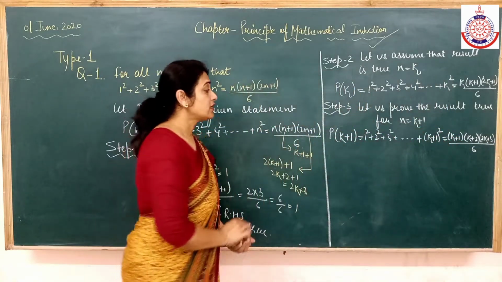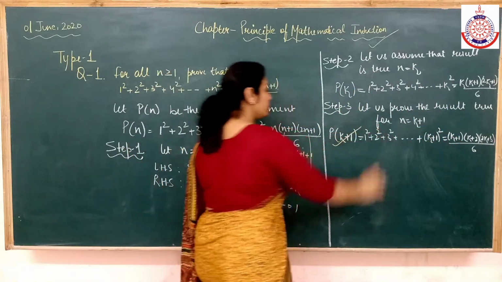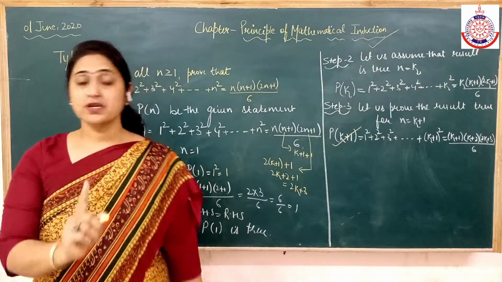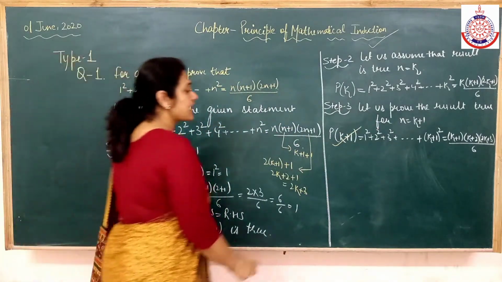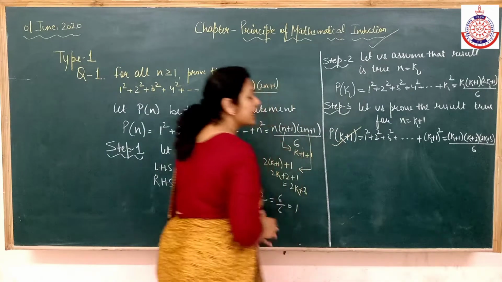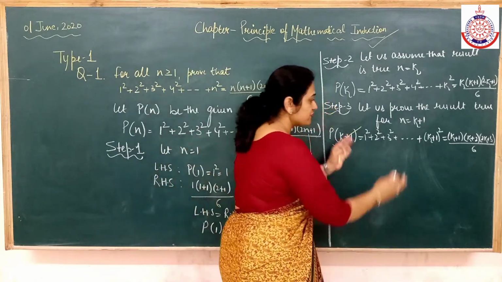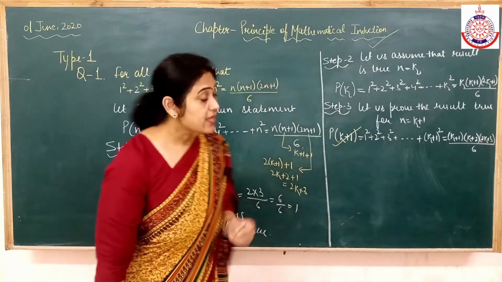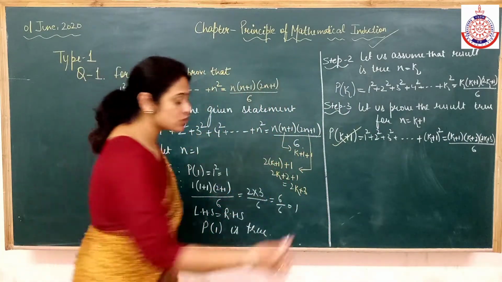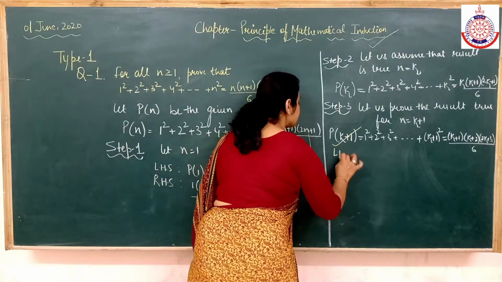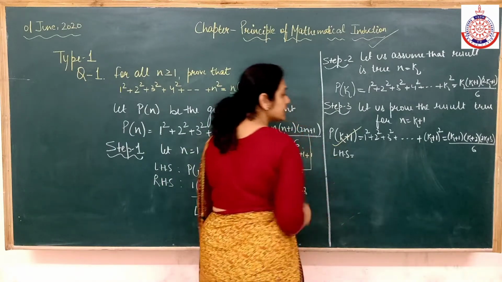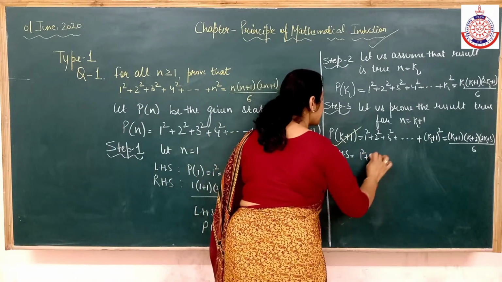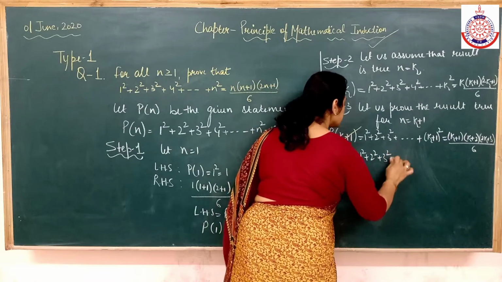This is what I have to prove. Clear? This is what I have to prove, students. Now, prove means I have to prove this left hand side is equal to right hand side. So what I'm going to do, I'll take the left hand side. What is the left hand side? And I need to prove it equals the right hand side.